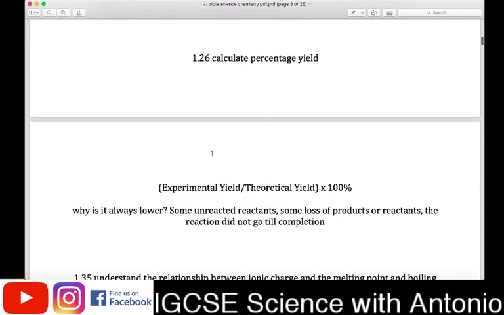Now, for the percentage yield, okay, we're looking at experimental yield divided by the theoretical yield times 100%, and that's the percentage yield of a chemical reaction. So working out whether or not the chemical reaction is efficient or not. Alright, if let's say the experimental yield is like 99.8%, that's really super high. But in most cases, it's actually quite low, because there may have been some unreactive reactants. Maybe there was some loss of products or reactants during the process, or the reaction just did not complete itself.